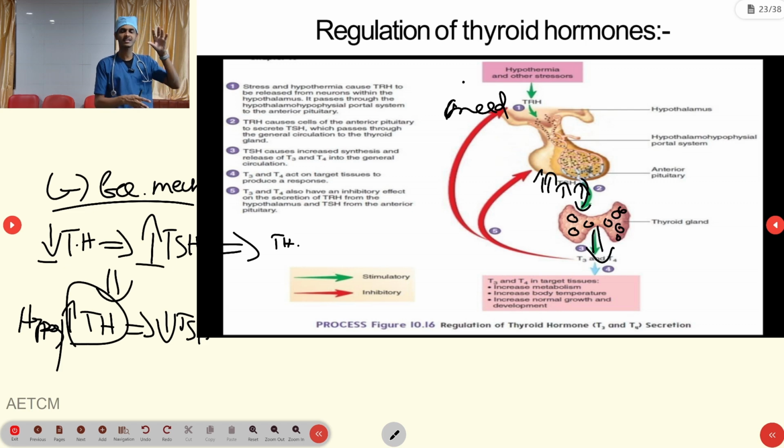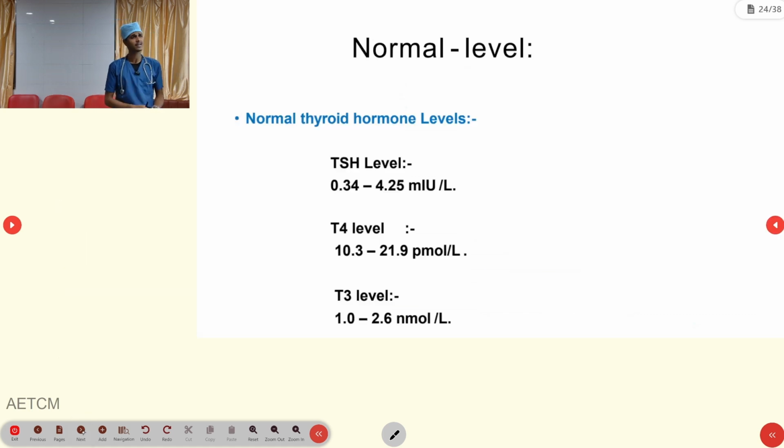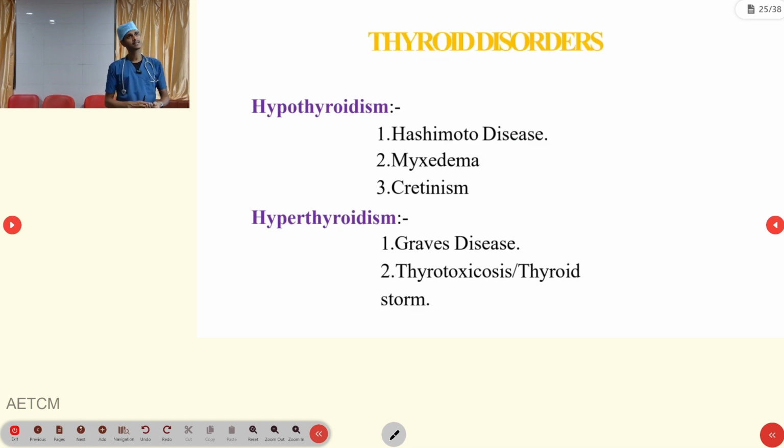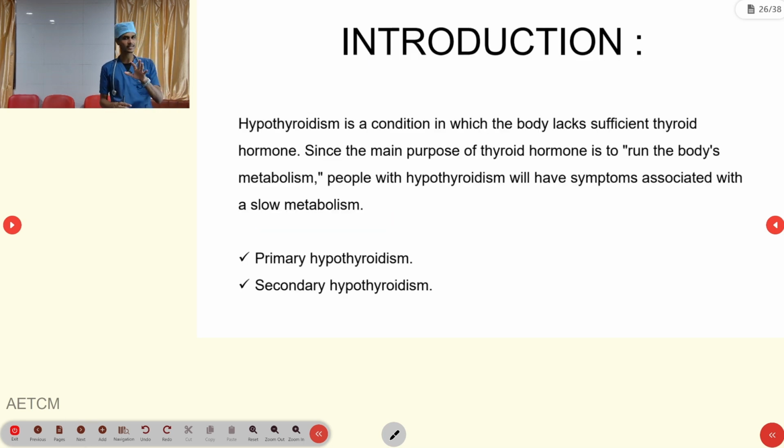In hypothyroidism, there will be an increased TSH level. In hyperthyroidism, there will be a decreased TSH level. And to confirm the condition, you can check the T3, T4 levels also. These are the normal values. And then thyroid disorders. In hypothyroidism, mainly we have Hashimoto's disease and myxedema cretinism. Myxedema coma is the most important emergency. Hyperthyroidism is Graves' disease and thyrotoxicosis. Here we are going to focus only on hypothyroidism.